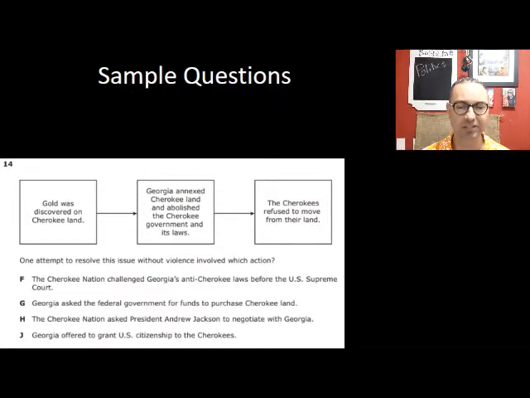Well, the Cherokee Nation challenged Georgia's anti-Cherokee laws before the U.S. Supreme Court. They actually tried to do that. And guess what the Supreme Court said? They said, yeah, they can't kick you off their land. And yet they were. The Trail of Tears did happen. So what happened? Well, the president, Jackson, was like, Supreme Court, you can say whatever you want. These Native Americans, these Indians are being removed and sent to Oklahoma.